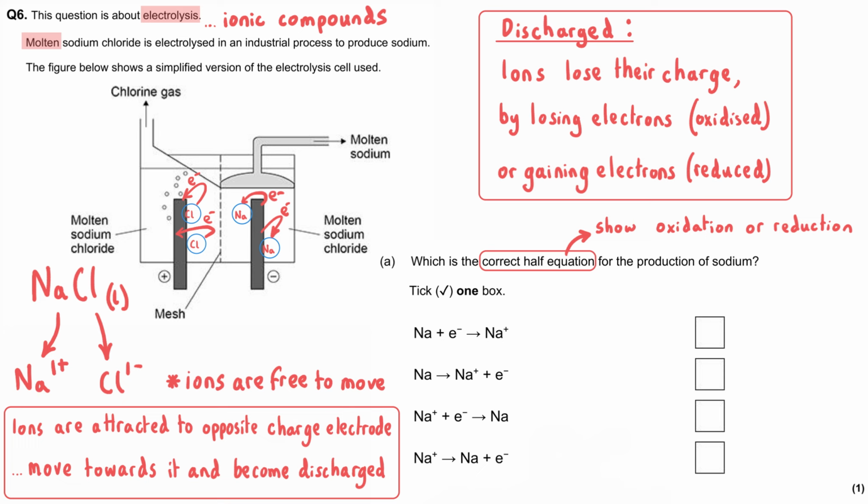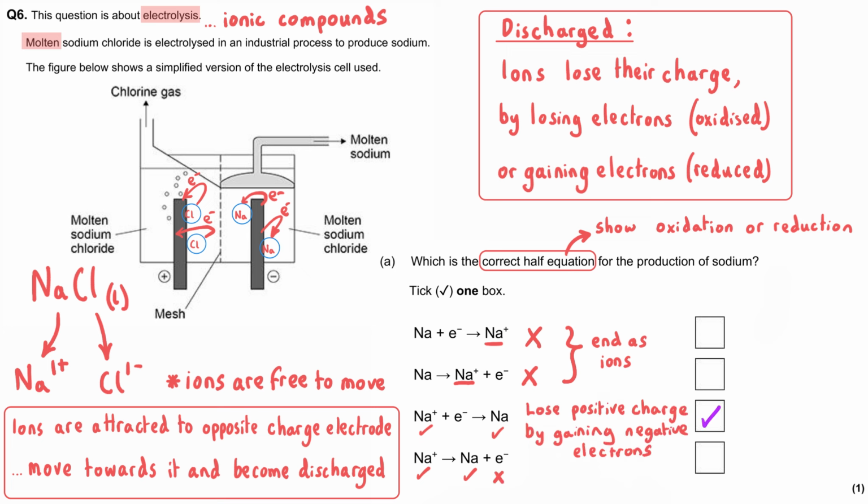And so in terms of seeing which of these is correct, we can actually rule out the first 2 because they are starting with neutral elements and we are producing ions. And that's the opposite of what should be happening. You can see that in the final 2, we start with ions and we finish with neutral sodium. So the bottom 2 look pretty good, but one of them is wrong. And the one that is wrong is the one that shows a positive sodium ion losing electrons to become neutral. That's not how it happens.